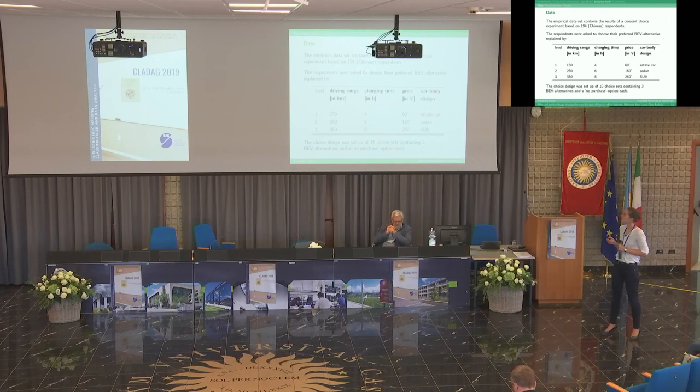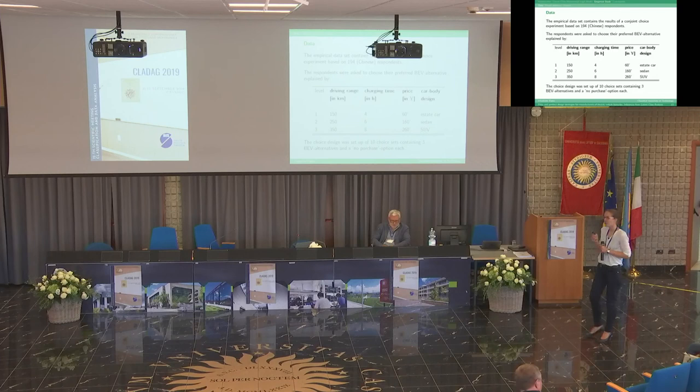And the respondents were asked to choose their preferred BEV alternative, which were constructed by four attributes: driving range, charging time, and price. These attributes correspond to the problem cluster of electromobility. And as the fourth attribute, I used the car body design, because it has been shown that the car body design is a very important attribute for Chinese respondents when they choose a car.